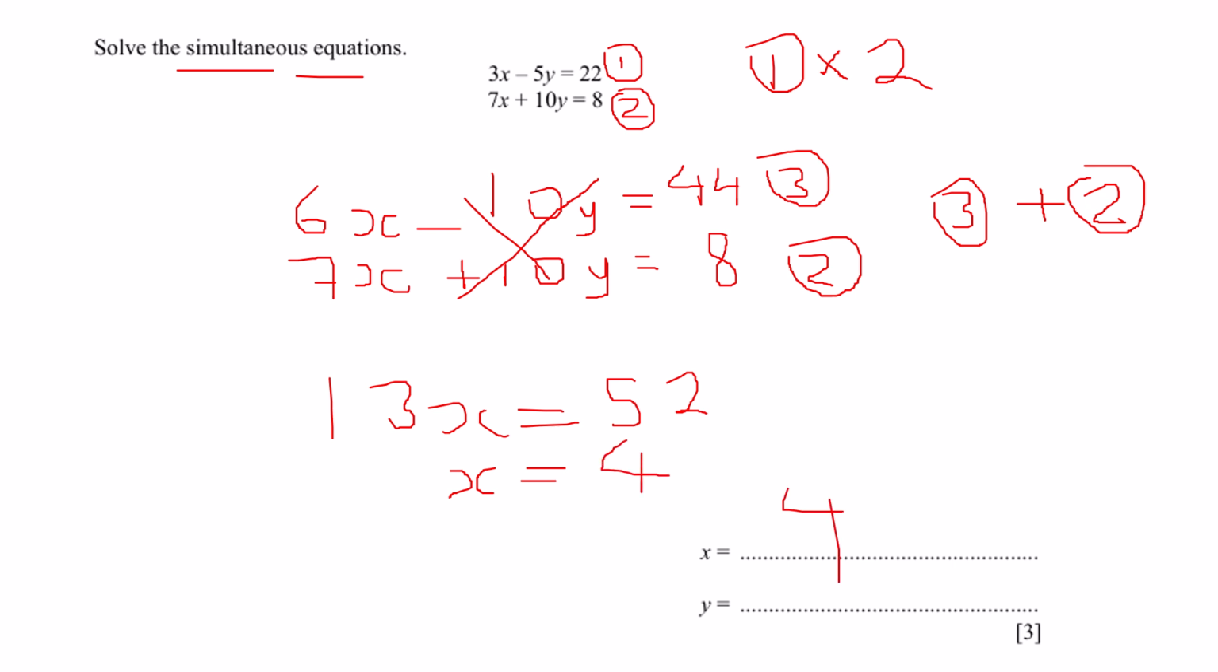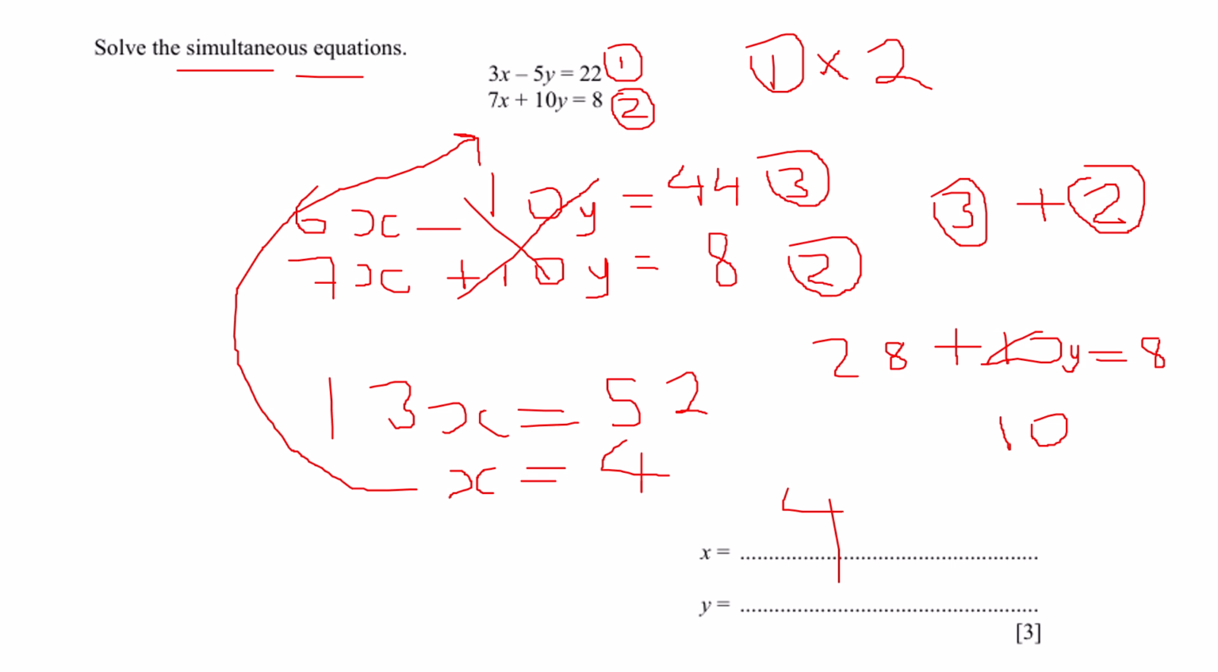What's next? I'm now going to substitute x equals 4 into, let's go for equation 2, just for the sake of practice. So 7 times 4 is 28. So 28 plus 10y is equal to 8. I'm now going to subtract 28 on both sides to balance each side. We're going to have 10 lots of y: 10y is equal to 8 minus 28.